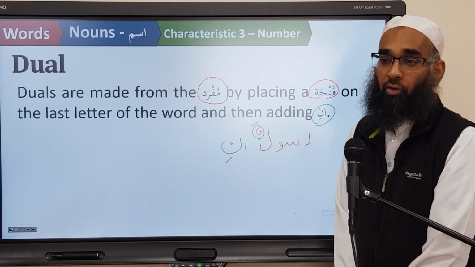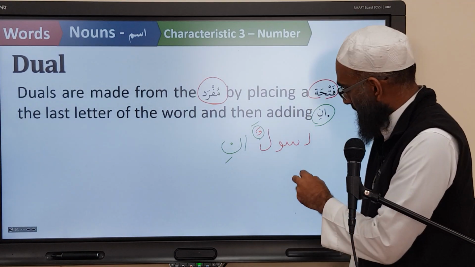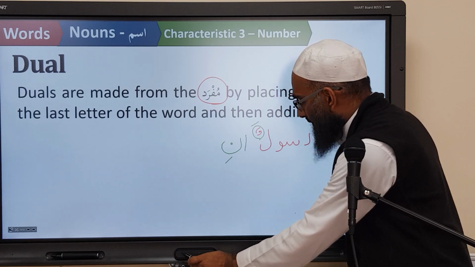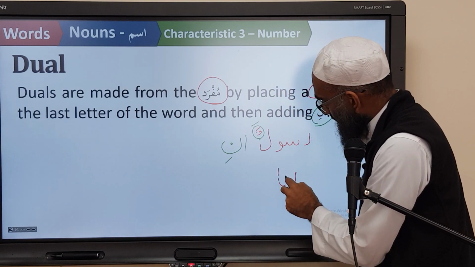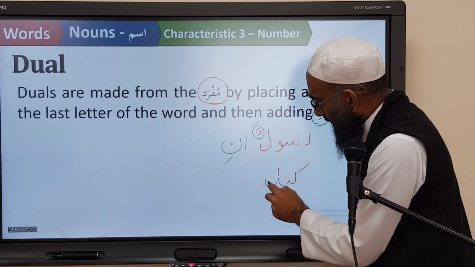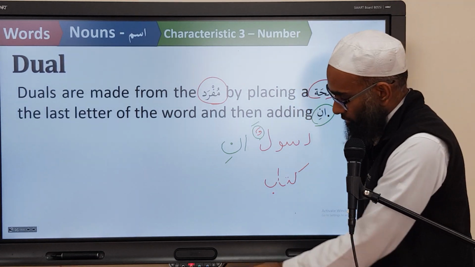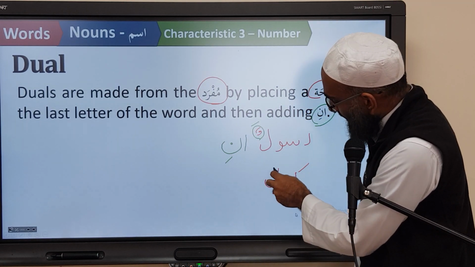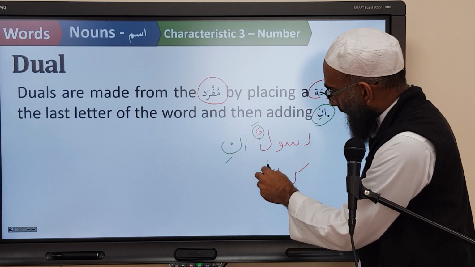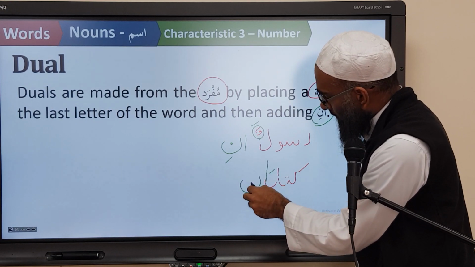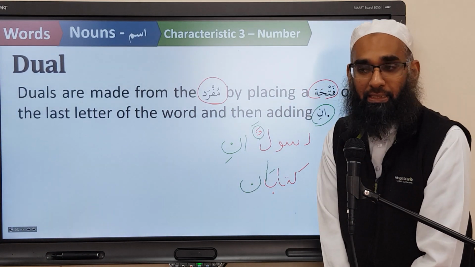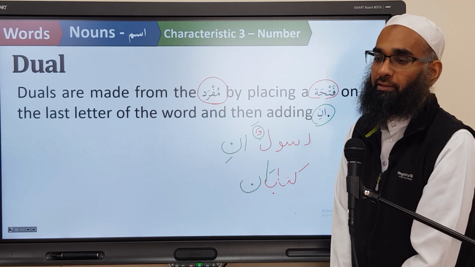Rasulani. If we have Nabiyun, or let's say Kitabun, what is the base word we have? Kitabun. Right? So when you make a dual, what do you have to add? Put a fatha on the end, add an alif and a noon. It becomes now what? Kitabani.